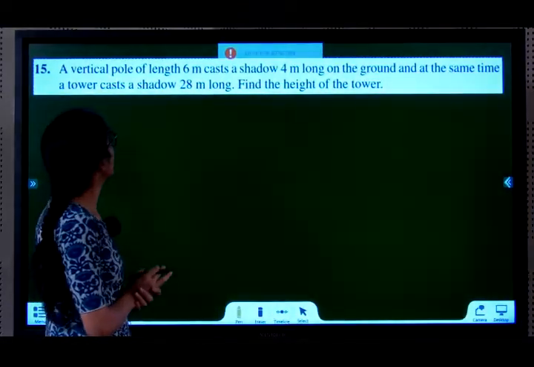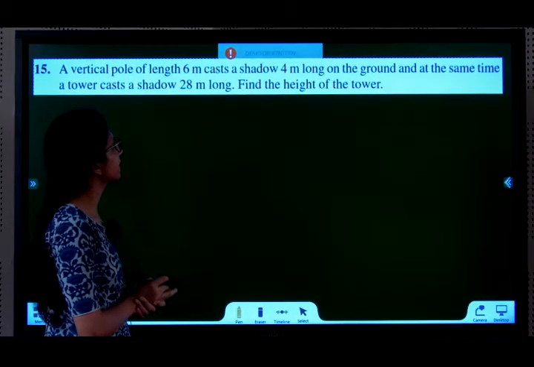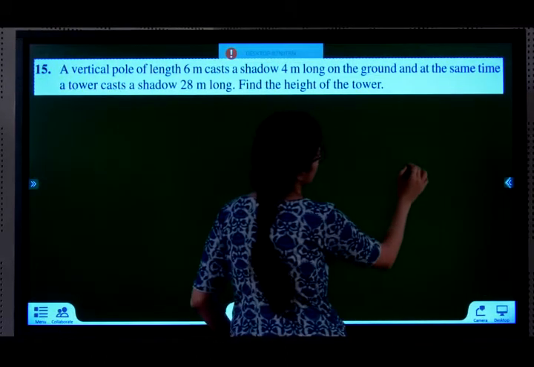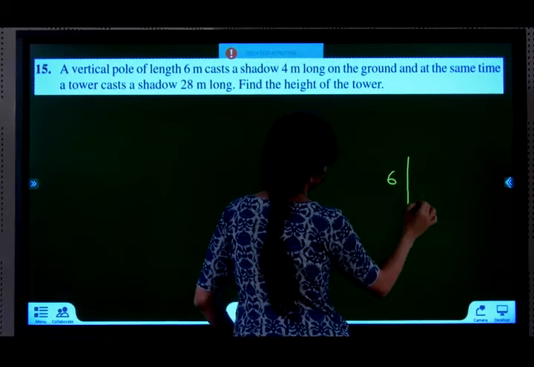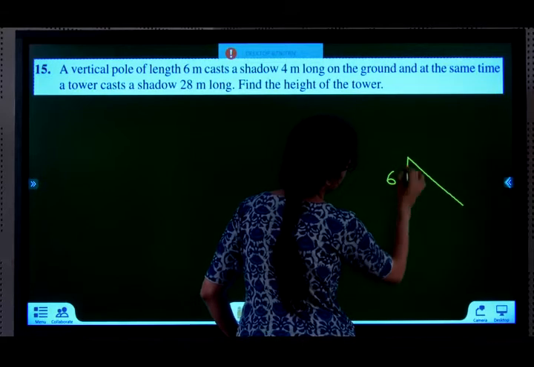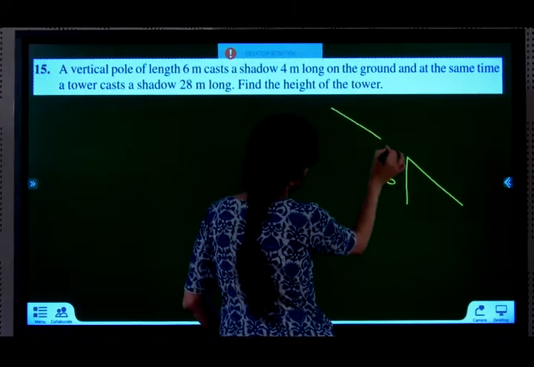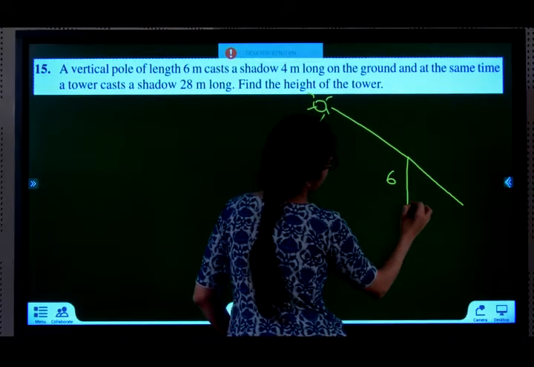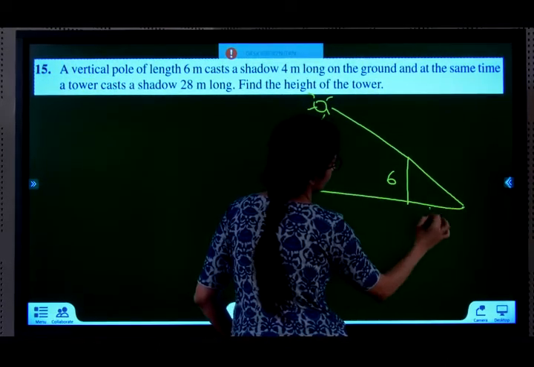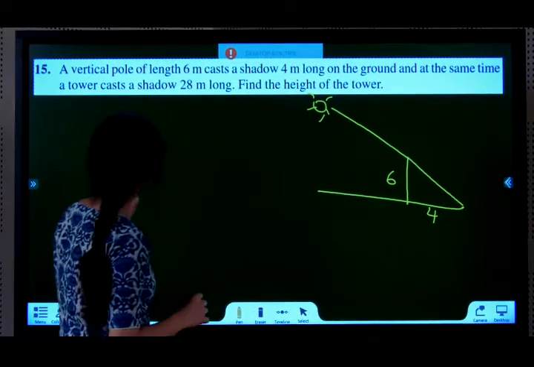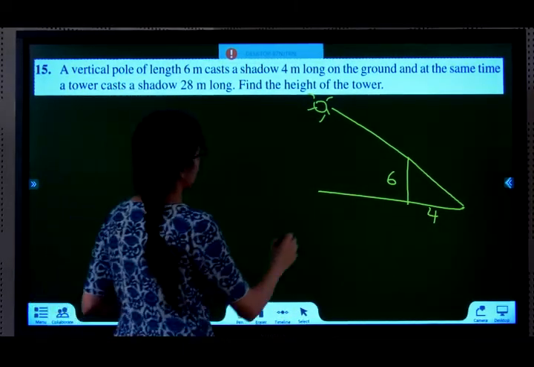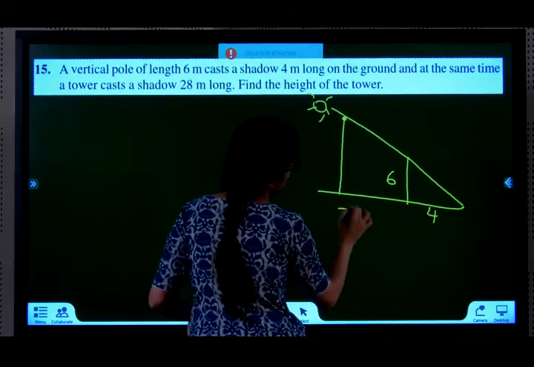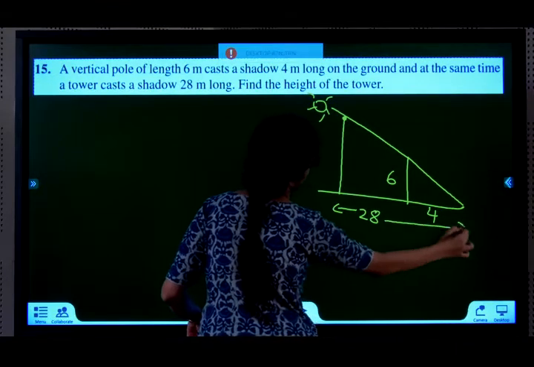Question 15. A vertical pole of length 6 meters casts a shadow 4 meters long on the ground. So this is 6 meters. If the sun ray is coming from here, it casts a shadow of 4 meters on the ground. This is 4. At the same time, a tower casts a shadow 28 meters long. Let's say this is the tower.